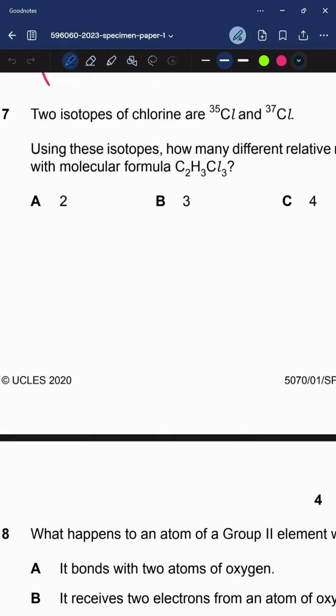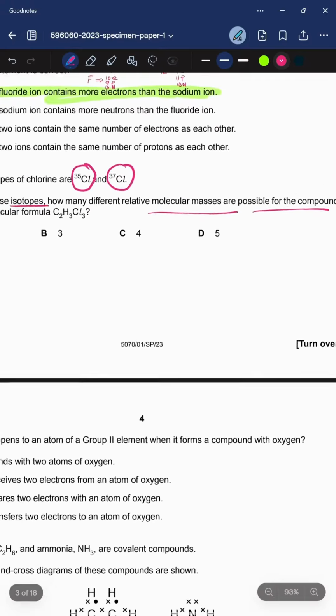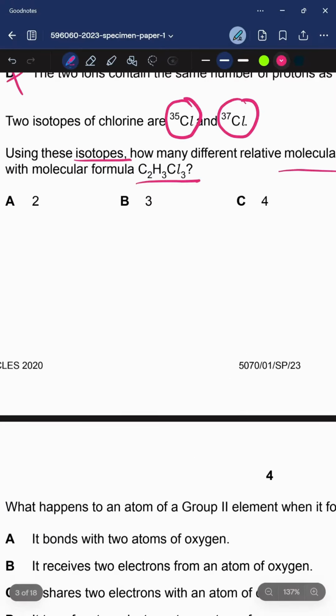Two isotopes of chlorine are Cl35 and Cl37. So using these isotopes, how many different relative molecular masses are possible for the compound C2H3Cl3? Now, the question is about how many molecular masses are possible for this type of compound molecular formula, right? C2H3Cl3. Now, how does it look?